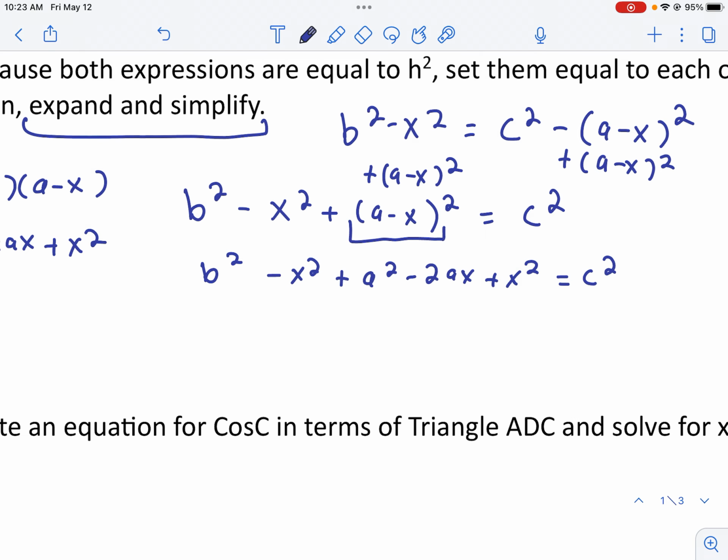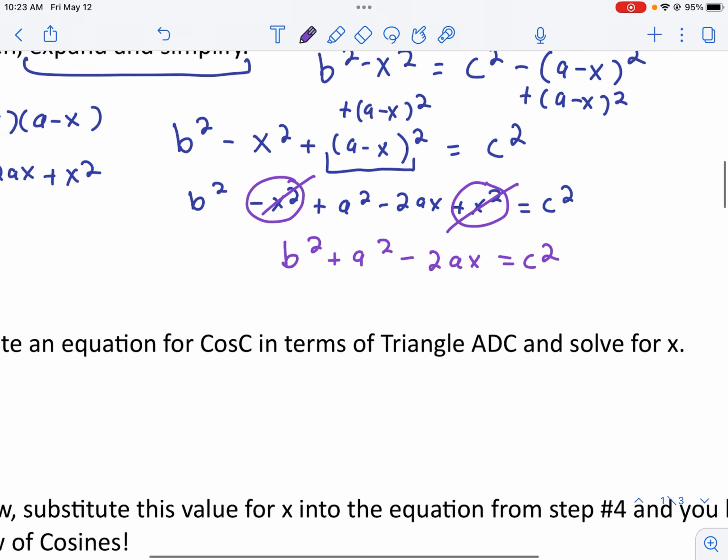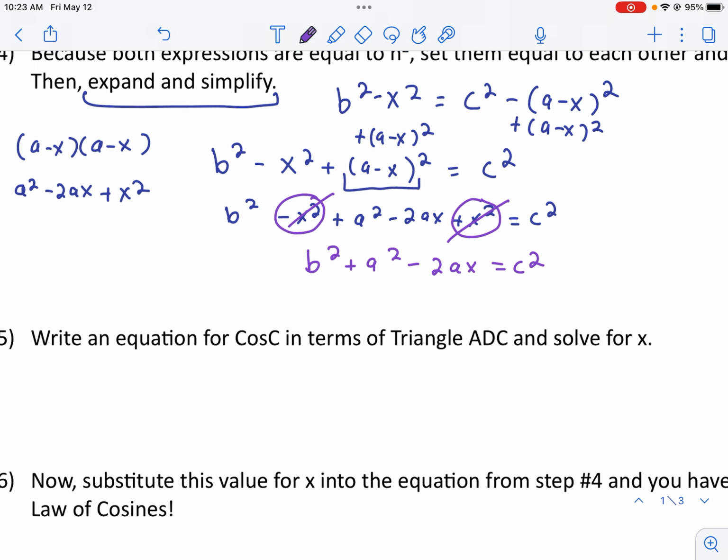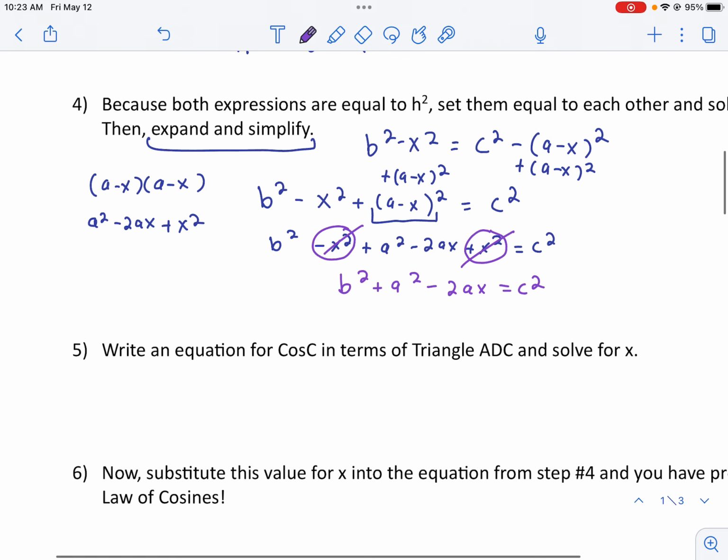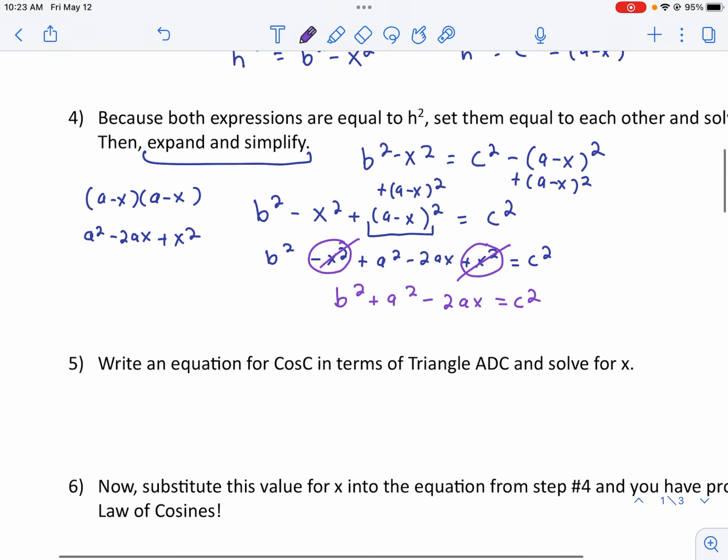And then the last step here, to simplify this, we can see that there's a negative x squared and a positive x squared, so those two things would cancel. And we would be left with b squared plus a squared minus 2ax is equal to c squared. This is kind of like the basis for the law of cosines. We would just need to fill in the cosine here.